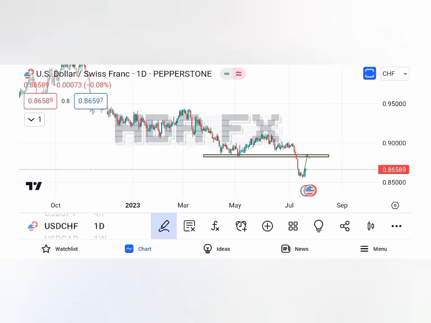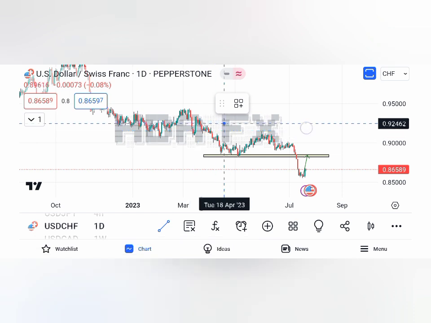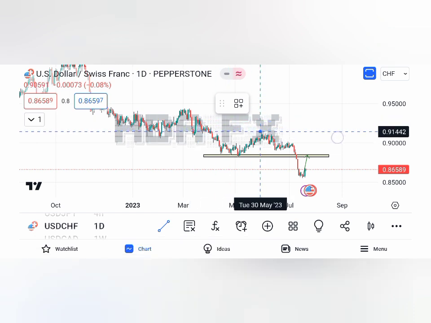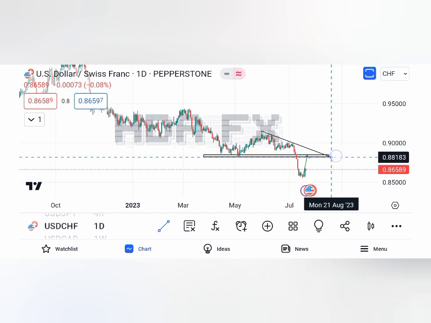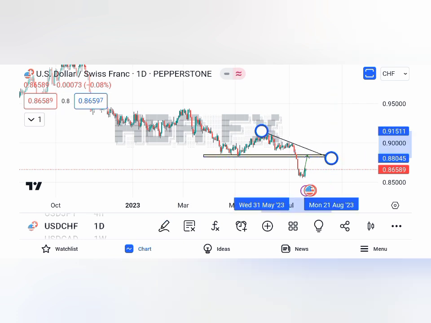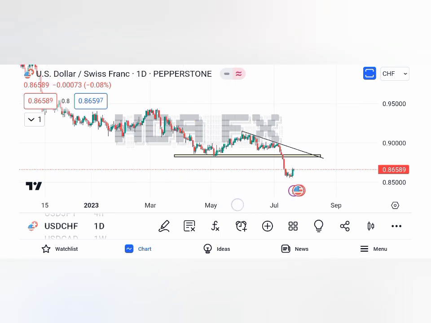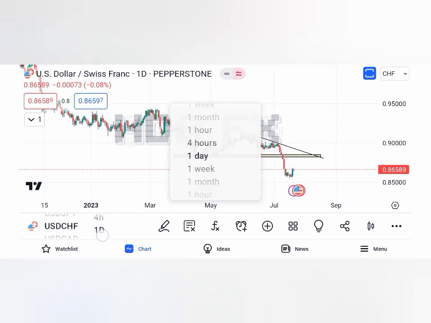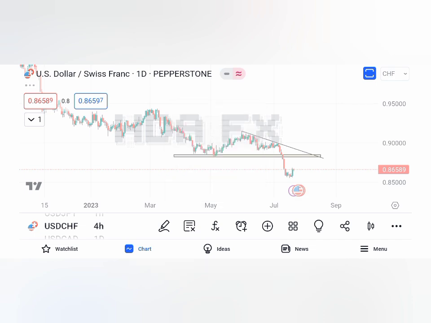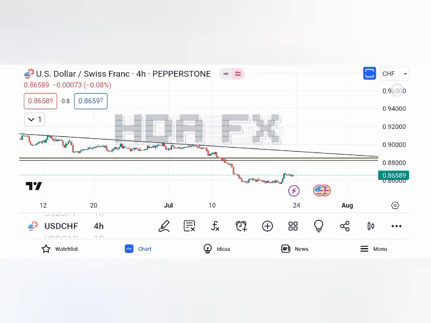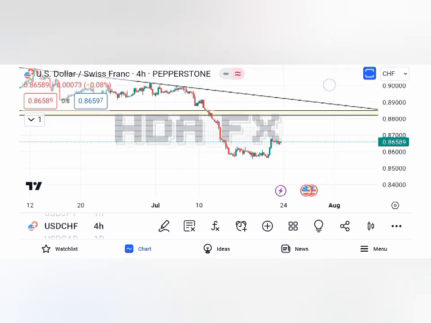And now we can also spot a beautiful trend line here. You can spot a trend line here, a beautiful trend line. So now let's move to the 4 hour time frame and see what we have there also. Like I said, this coming week, I'm expecting bullish movement on USDCHF.